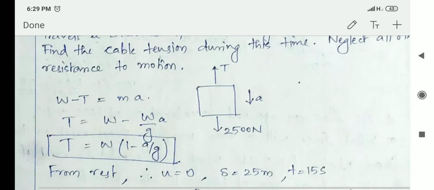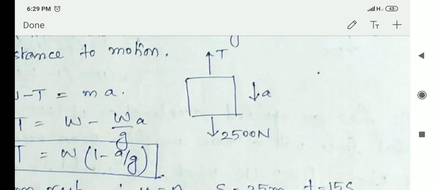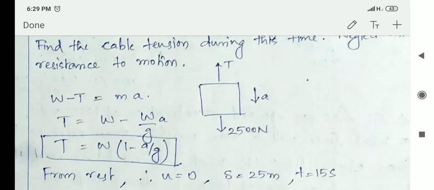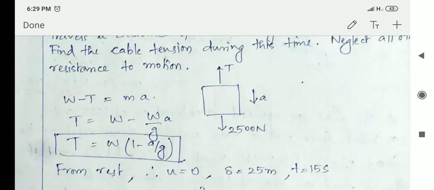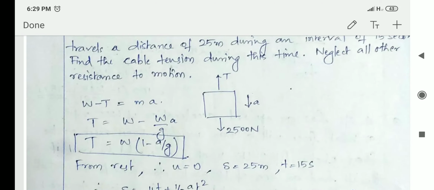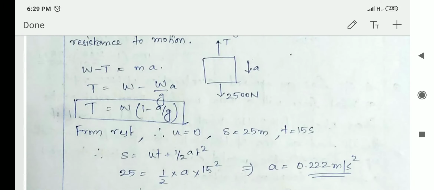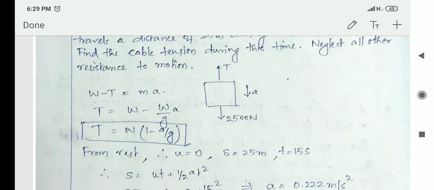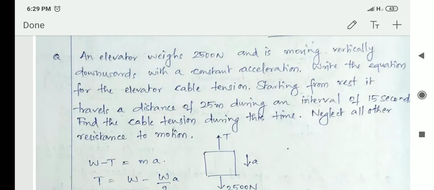So we'll draw the free body diagram. Tension is moving upward, 2500 Newtons is acting downwards, and acceleration is downwards. Therefore, generally it is put as W minus T equals M into A, or M equals W by G, and we arrive at the equation T equals W into (1 minus A by G). That is the required equation.